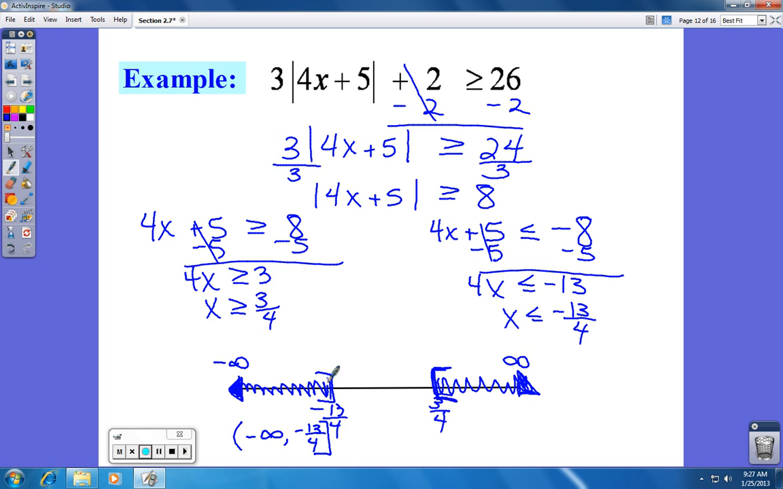But because we skip our shading here and we start up another interval, we're going to join this by a U, and we're going to write our second interval, which will include 3 over 4 to infinity. So this reads that the value can be equal to negative 13 over 4, and anything less than that. This interval reads that our solution can be 3 over 4, or any number that is greater than 3 over 4.